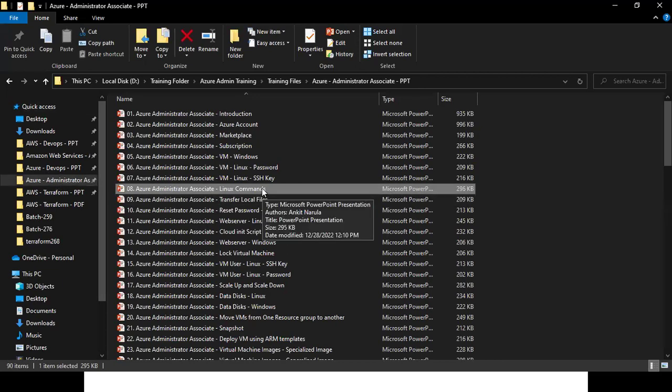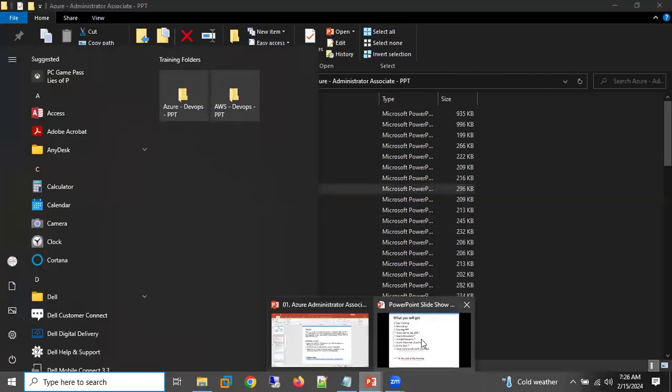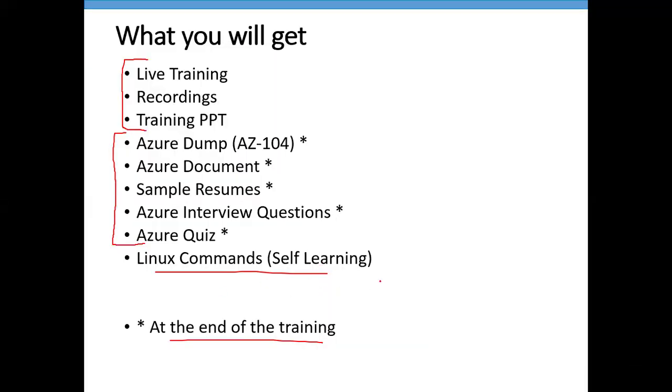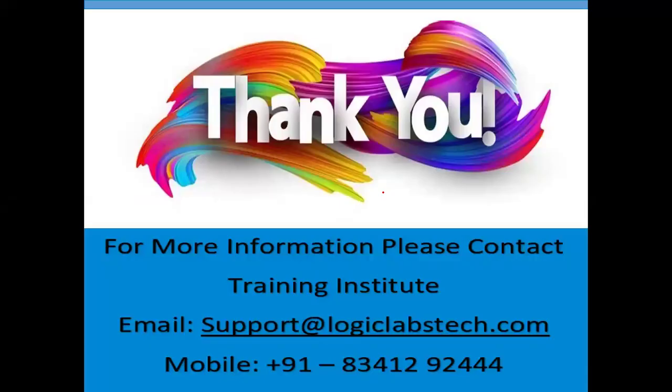Once we complete the basics, at the end of this particular PDF, you will get a link. With the help of that link, you will get all the Linux commands, whichever we have in the market, from A to Z. So if you're interested to learn more, you can learn by yourself also. So this is what we have from my side.